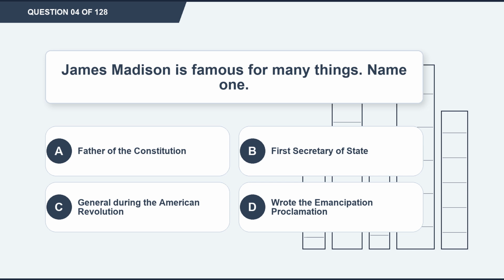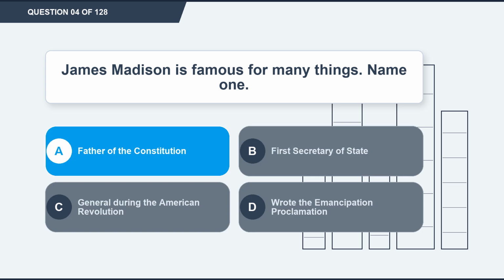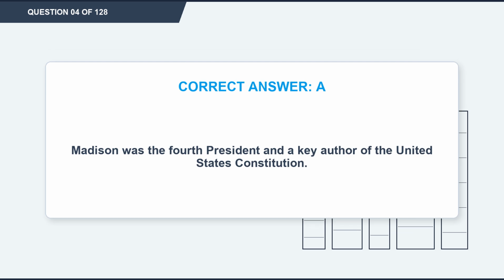Question 4. James Madison is famous for many things. Name one. Option A. Father of the Constitution. Option B. First Secretary of State. Option C. General during the American Revolution. Option D. Wrote the Emancipation Proclamation. The correct answer is option A. Father of the Constitution. Explanation. Madison was the fourth president and a key author of the United States Constitution.